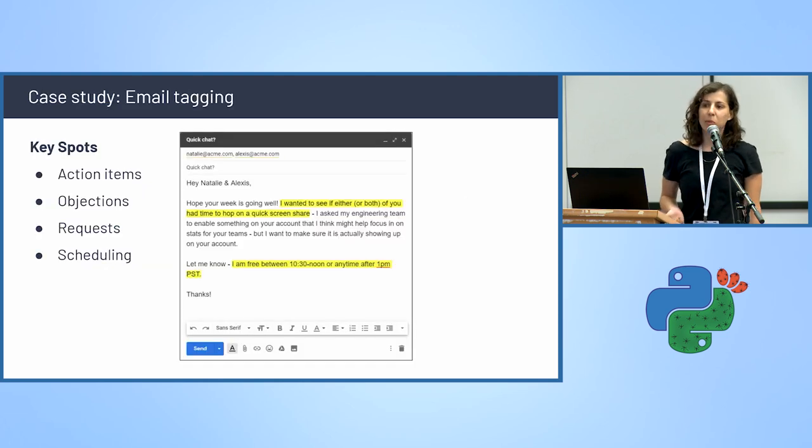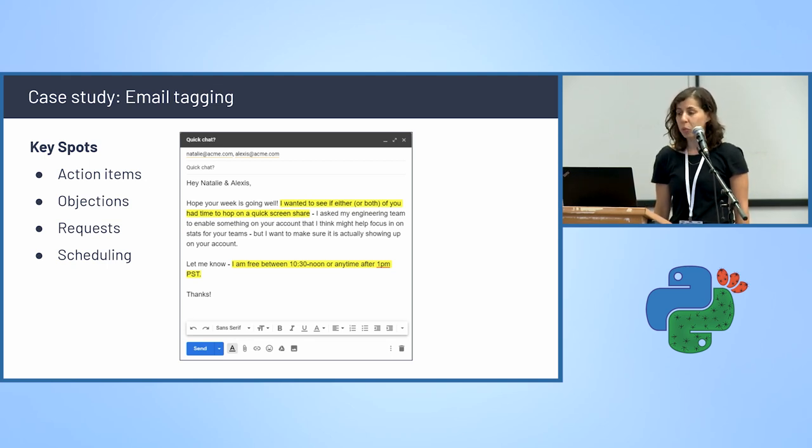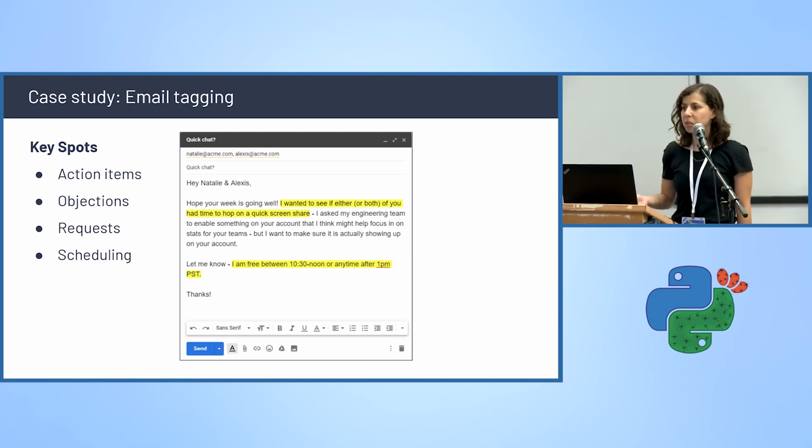An example of some key spots could be action items. We have a conversation, the sales rep promises to do A, B, and C. We want to highlight those in the call or in the email and then create, for example, a to-do list. Another example would be objections. The potential customer is concerned about, I don't know, integration. We want to highlight that.